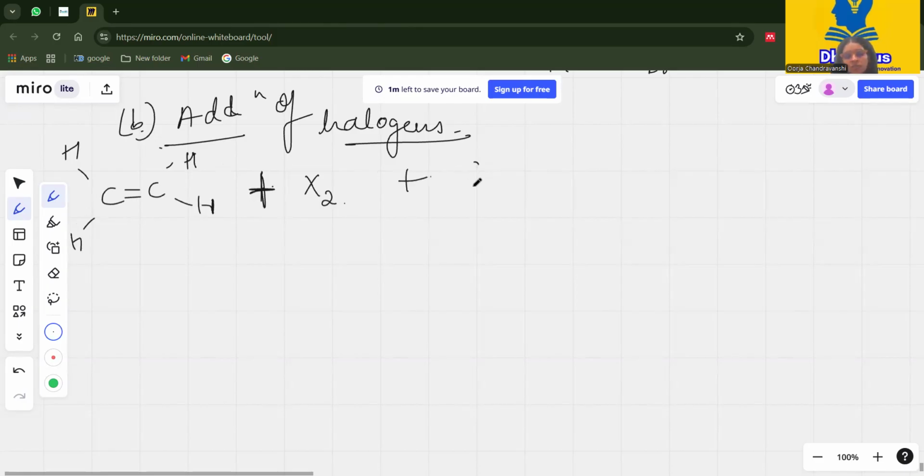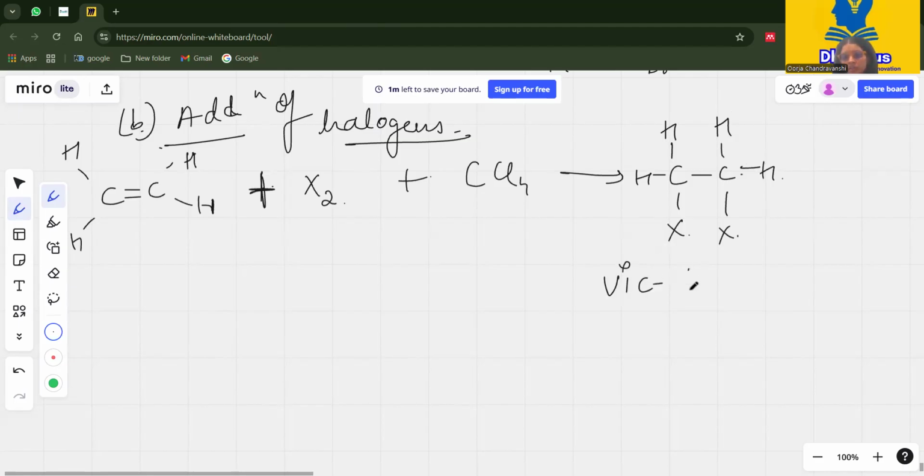So this along with CCl4 is also going to give me an addition product. I will get 2X here and H. What is this compound called? This is called vicinal dihalide. Whenever you have halides adjacent to each other, you'll get something called vicinal dihalide. Also write it in short as vic-dihalide. Try an example of it.